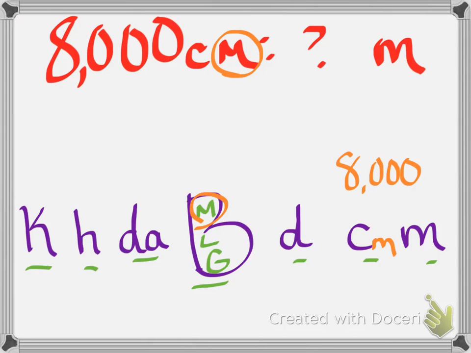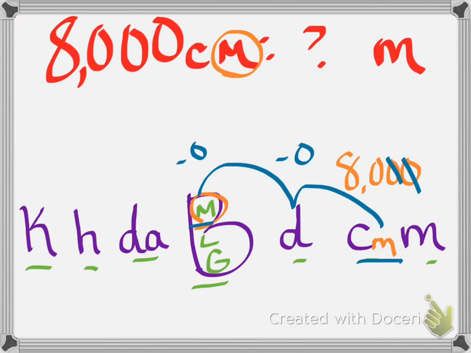Write 8,000 over the centimeters part. And we need to go from the centimeters all the way to the meters, so we need to go to the left twice. 1, 2. If we're going to the left, that means we're taking away zeros, so therefore we have to take away 2 zeros. And our answer would then be 80.